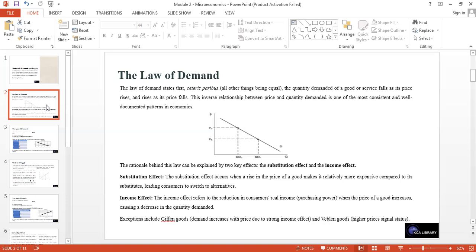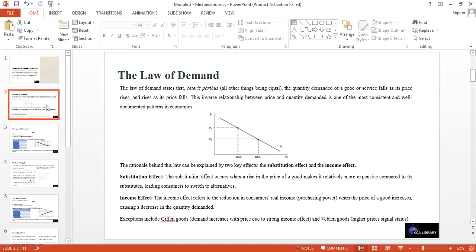the income effect. The substitution effect occurs when a rise in the price of a good makes it relatively more expensive compared to its substitute, and this leads consumers to switch to an alternative good or service. The income effect refers to the reduction in the consumer's real income, that is the purchasing power, when the price of a good increases, causing a decrease in the quantity demanded. Exceptions include Giffen goods.